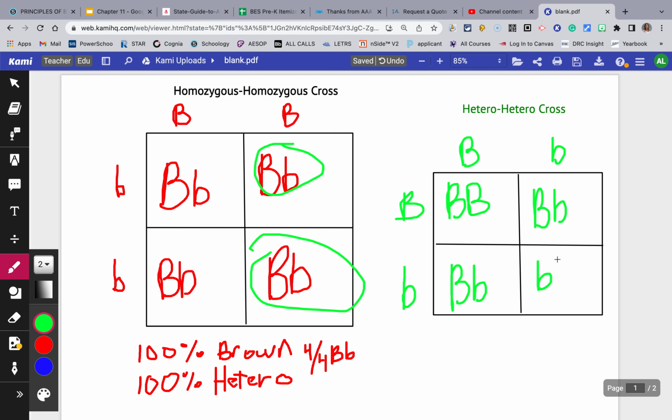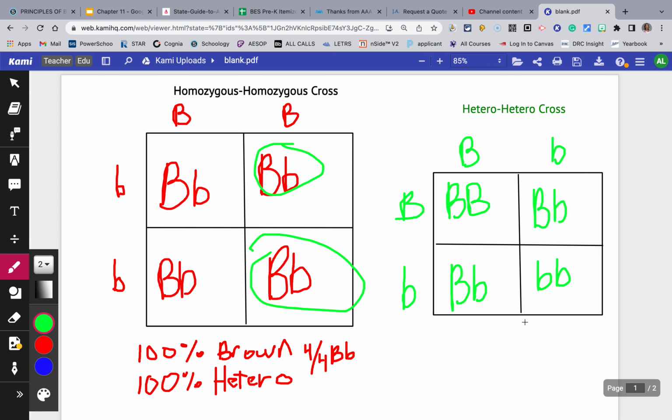Little b, little b. So this one is the F1 generation cross, or just in general, somebody that looks like they have brown eyes, but they're carrying a blue-eye trait. Have brown eyes, carrying a blue-eye trait, okay?